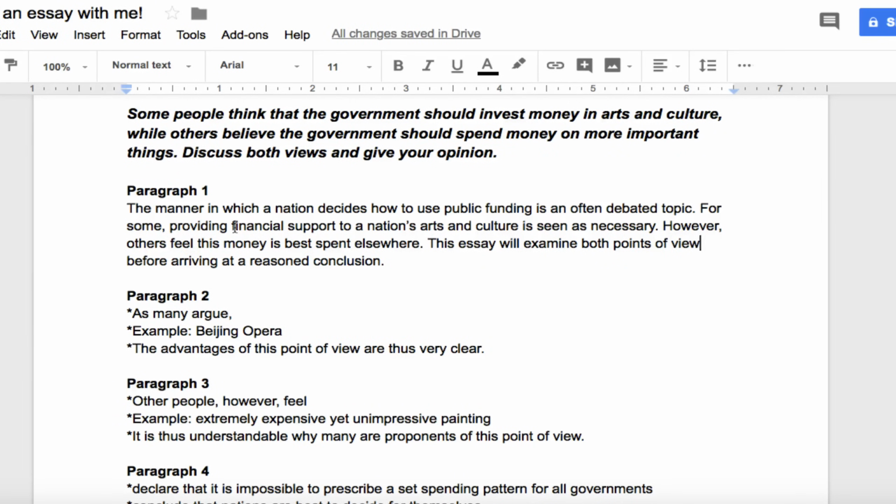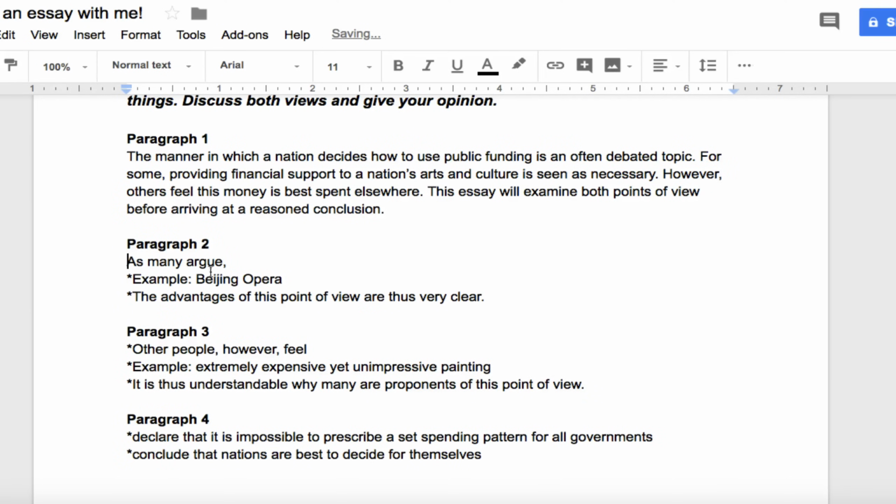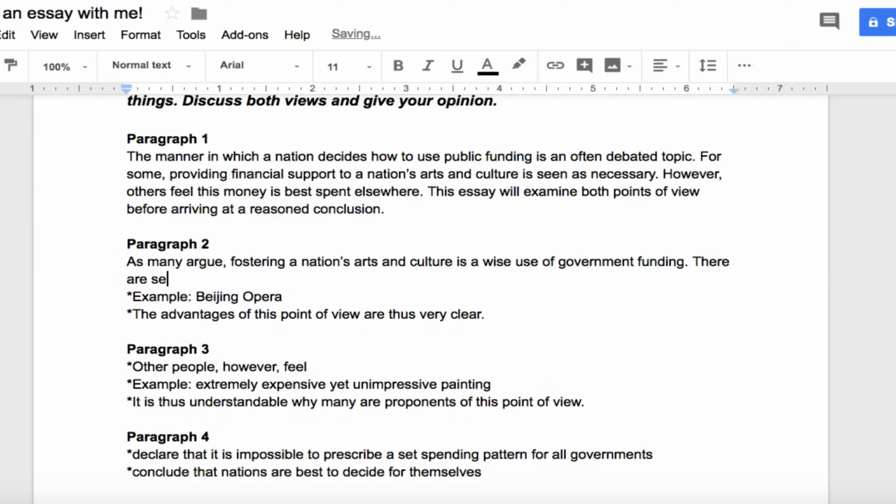So let's go to the first body paragraph. Okay, I noted to myself one way to start the paragraph. So we're going to look at the first point of view, which is providing financial support to a nation's arts and culture is seen as necessary. So as many argue, fostering a nation's arts and culture is a wise use of government funding. Now, as I mentioned, we're going to look at the Beijing Opera, and we're going to look at 2 positive outcomes of funding the traditions of the Beijing Opera. So there are several merits to this position.